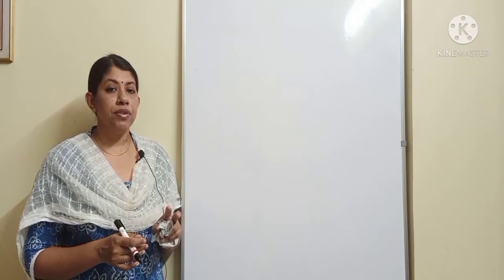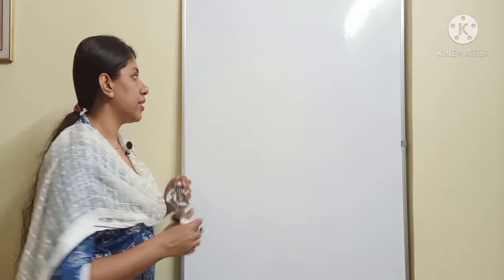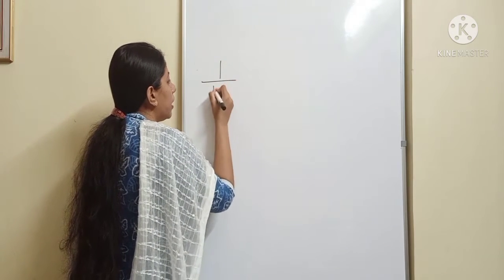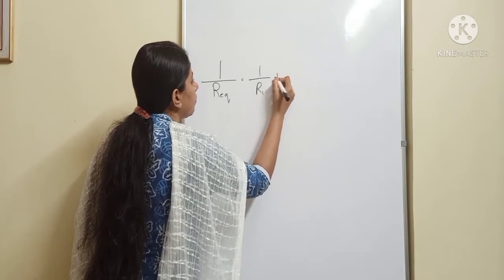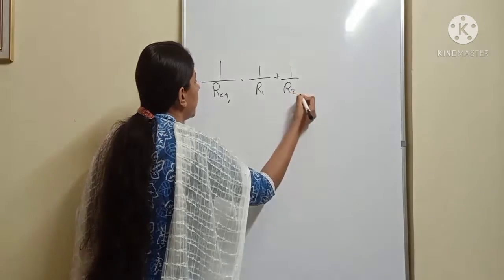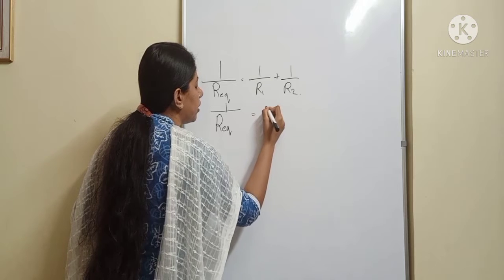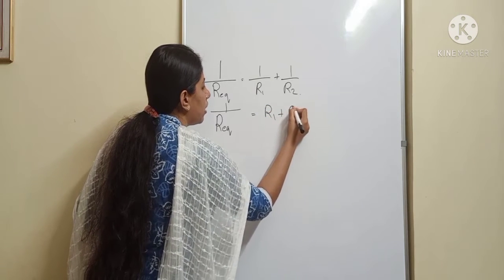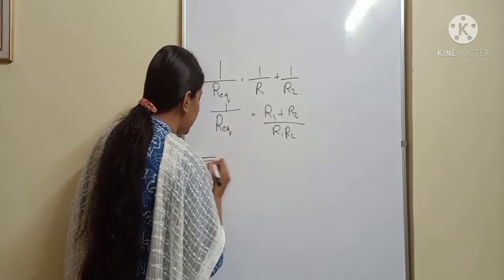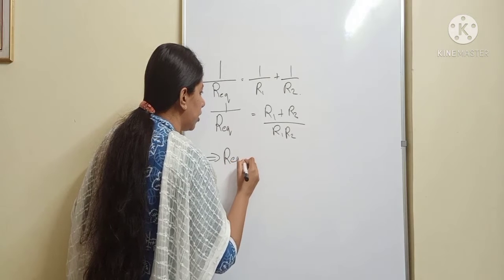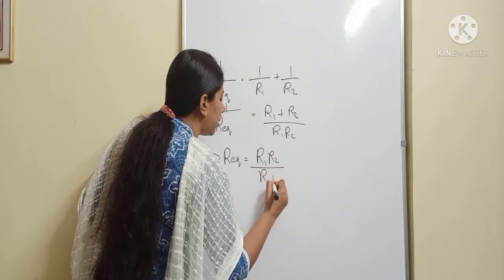In our previous class we have discussed about parallel connection and how equivalent resistances are calculated. Let us recollect it once again. So 1 by R equivalent is equal to 1 by R1 plus 1 by R2. Okay, so 1 by R equivalent will be (R1 plus R2) divided by R1 R2, which implies R equivalent is equal to R1 R2 divided by R1 plus R2.